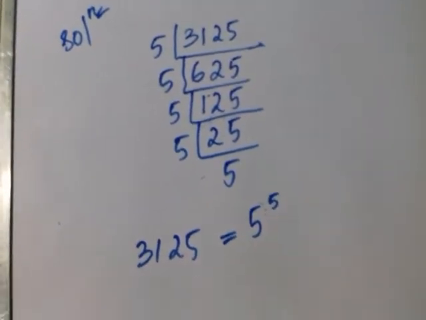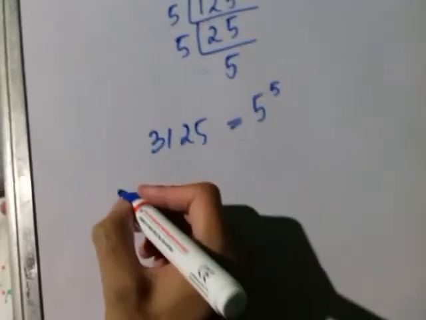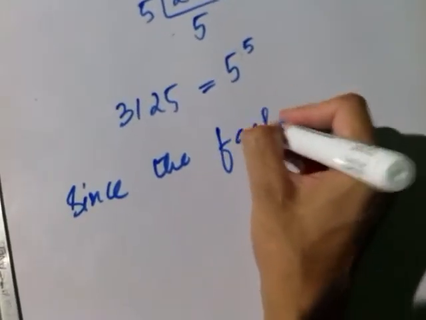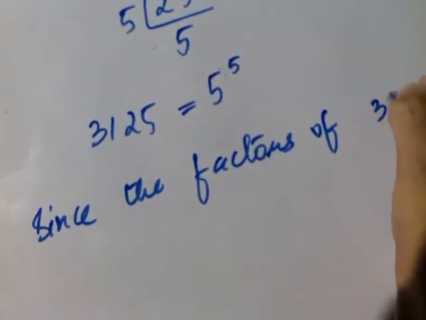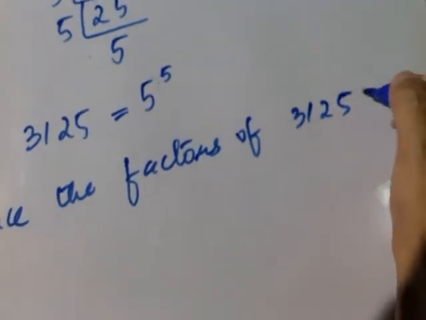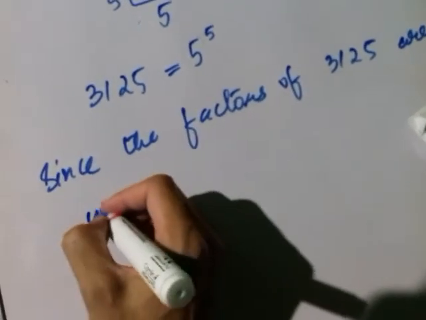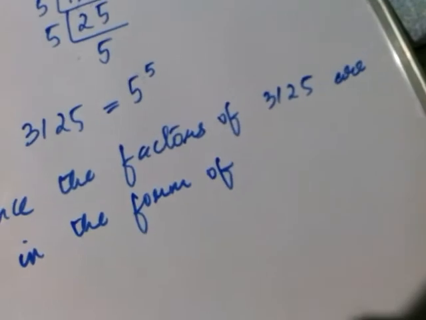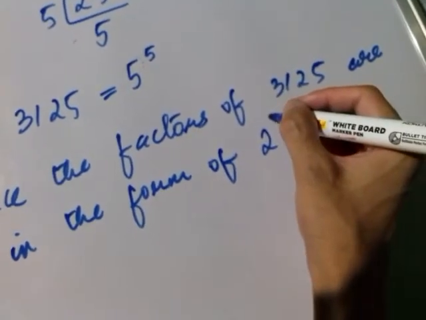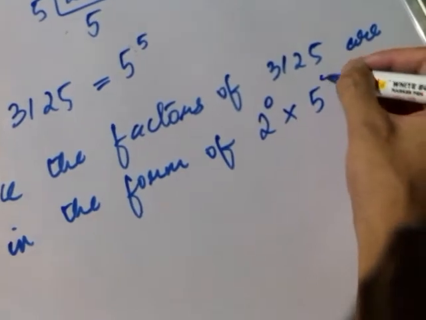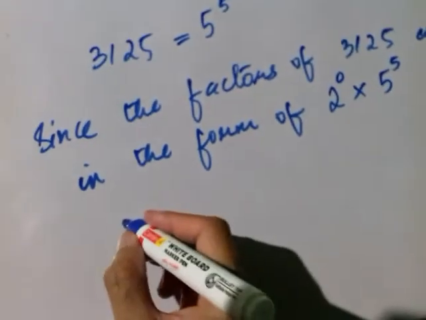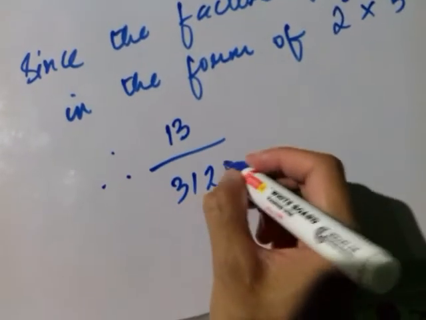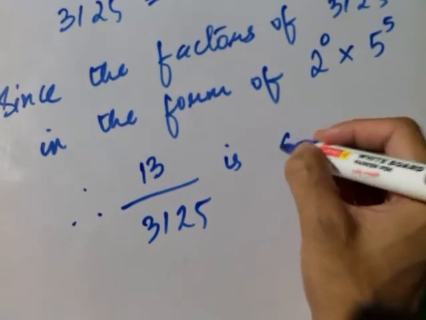So five 5s. You will write here: since the factors of 3125 are in the form of 2 to the power n, here 2 is not there, so you will put 0, and 5 to the power 5. Therefore 13 by 3125 is a terminating decimal.